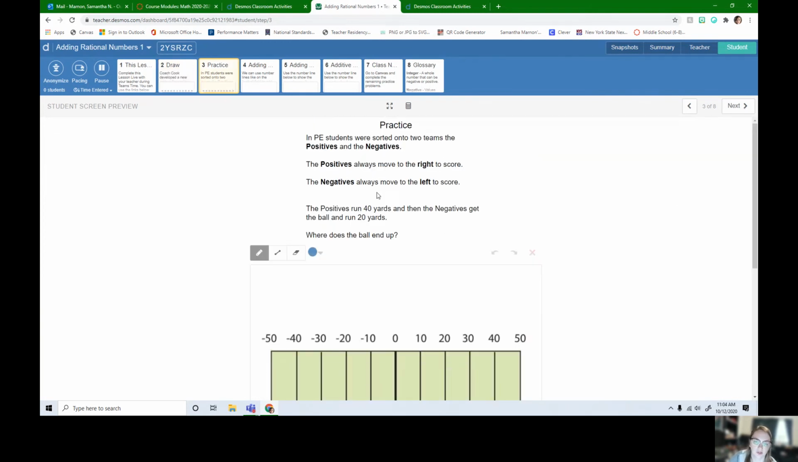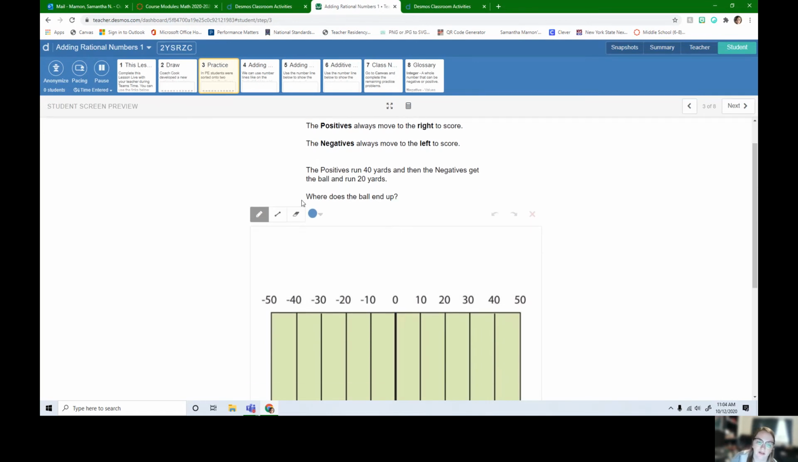We have the same situation, but this time it says the positives run 40 yards, and then the negatives get the ball and run 20. So our big hint here is that the positives did 40. First we're going to start at 0 and show the positives running 40. And then the negatives got the ball from there. Think about when you're playing soccer, basketball, football, they intercept it, they take the ball from this spot, and they run 20 yards. The negatives always go left, so that's 10, 20.